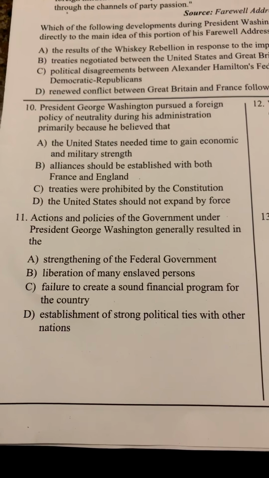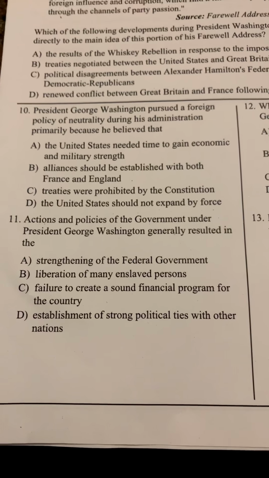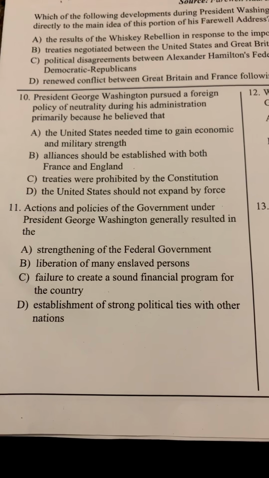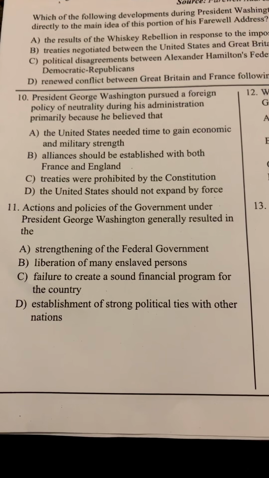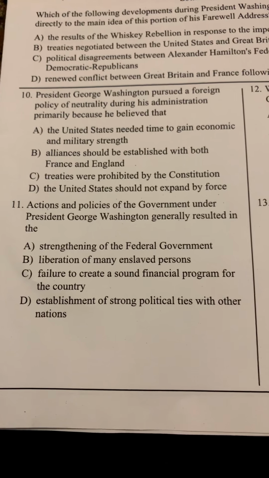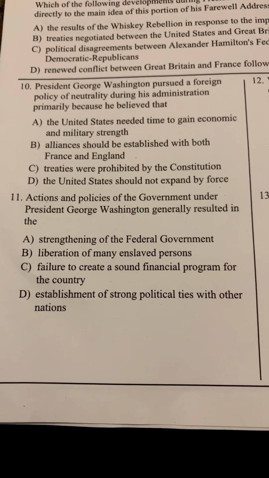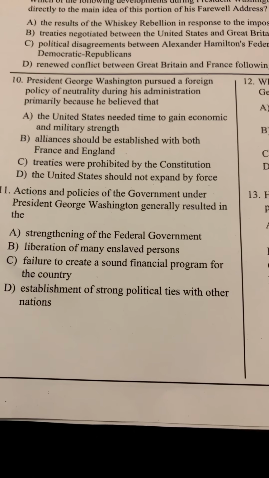Number 11. Actions and policies of the government under President George Washington generally resulted in the A. Strengthening of the federal government. B. Liberation of many enslaved persons. C. Failure to create a sound financial program for the country. Or D. Establishment of strong political ties with other nations.